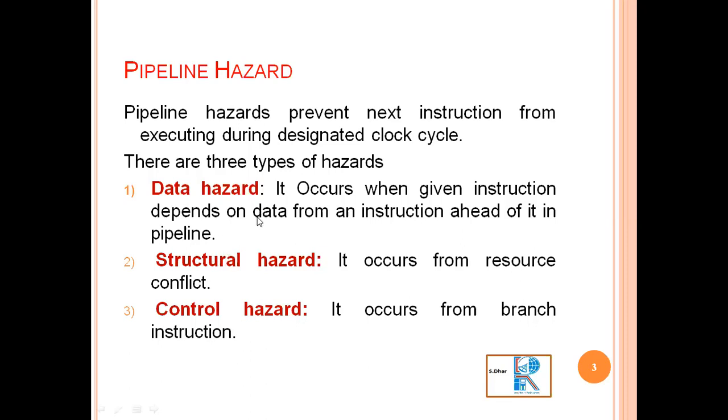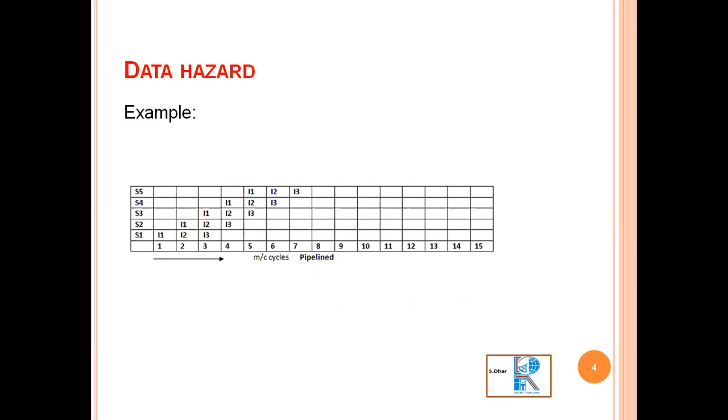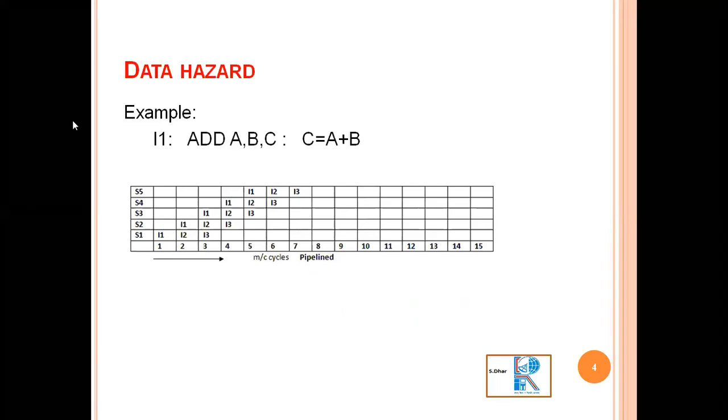Besides these two hazards, there is another hazard that is called the data hazard. It is very important. It occurs when a given instruction depends on data from an instruction ahead of it in the pipeline. What is the meaning of that? It will be clear from here. Suppose this is the example of data hazard. Suppose there are two consecutive instructions, I1 and I2. The instruction in I1 is ADD A, B, C. That means C is equal to A plus B.